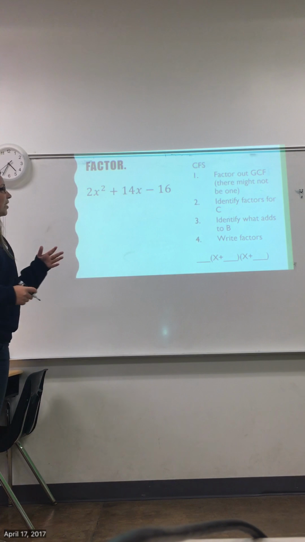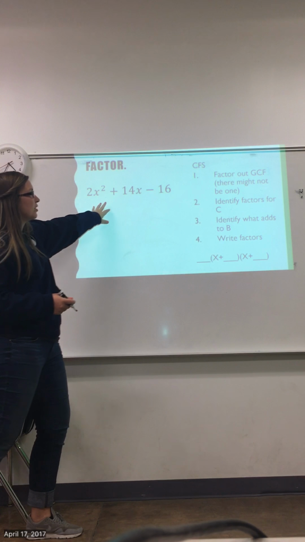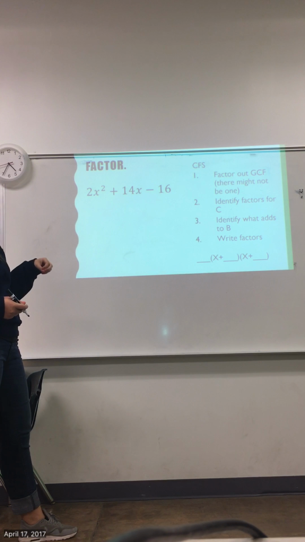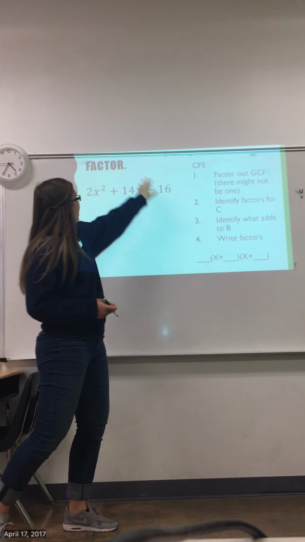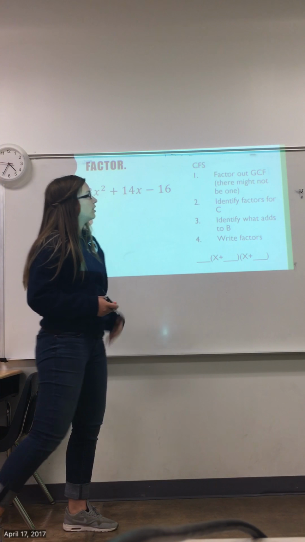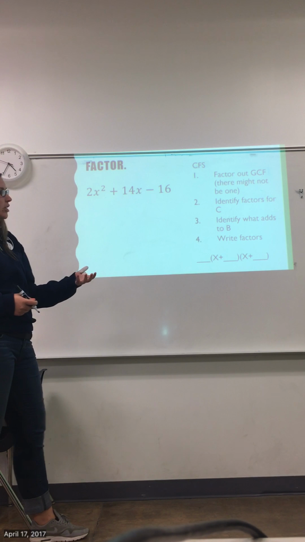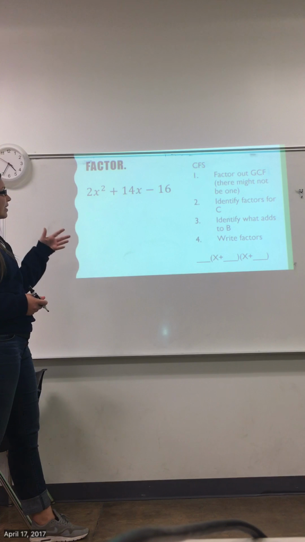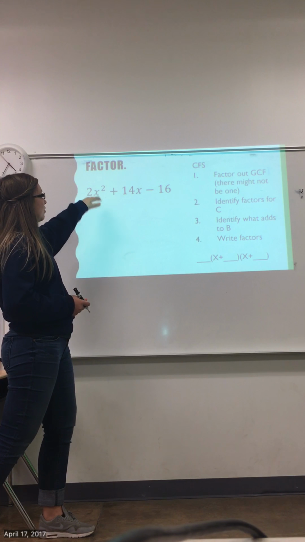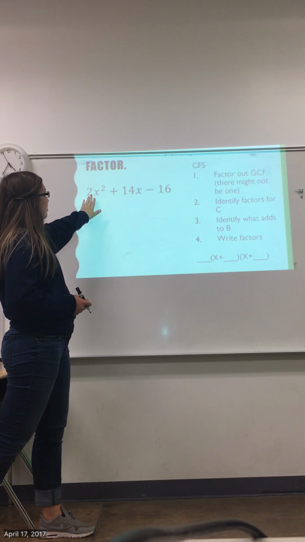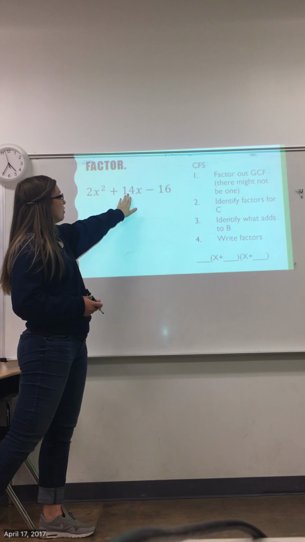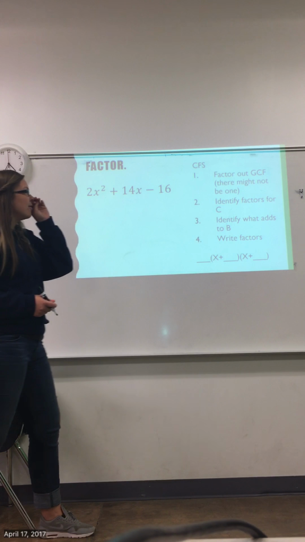Alright, in this video we're going to learn how to factor, especially when there is a greatest common factor that I can take out of all of these numbers. So in order to factor, we're going to first look: do I have a greatest common factor, or a GCF? A greatest common factor is a number that can go into all three of our numbers in front. So is there a number that goes into 2, 14, and negative 16?